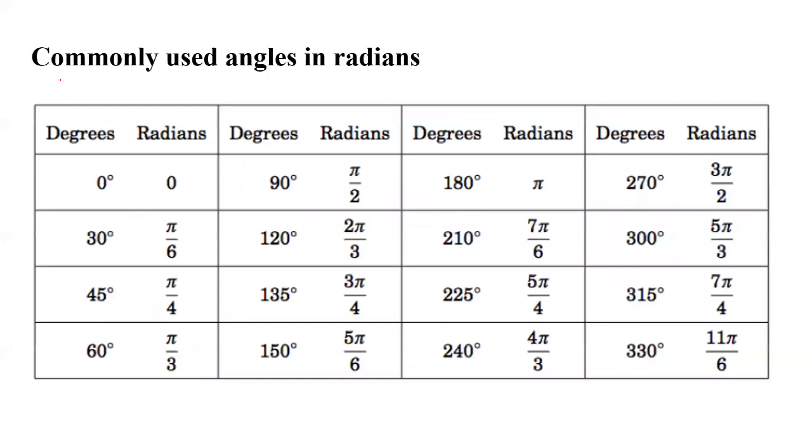Okay, and here is a list of commonly used angles in radians. For example, we have already discussed this one, this one, and 180, this one here. And also we know that 360 is 2 pi, right? It's better for you to get familiar with these conversions, which will make your calculations quicker, okay? Please have a look at them after this class.